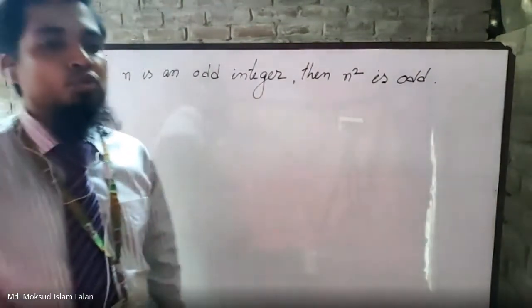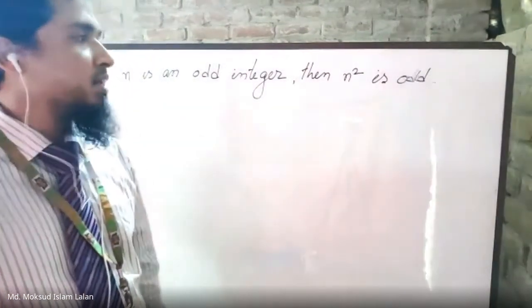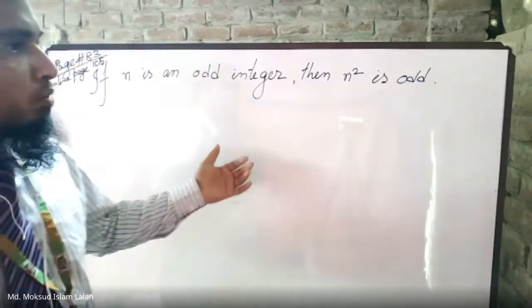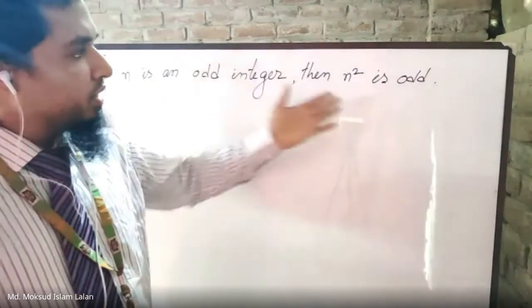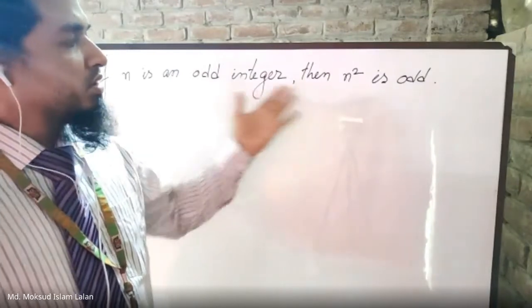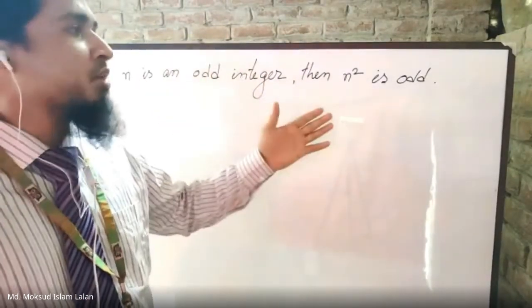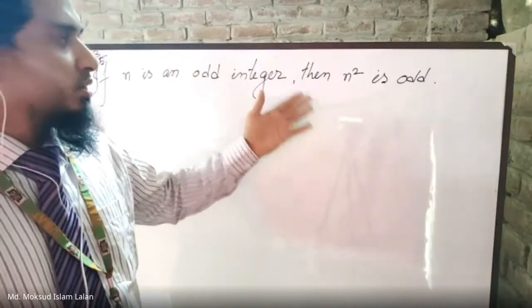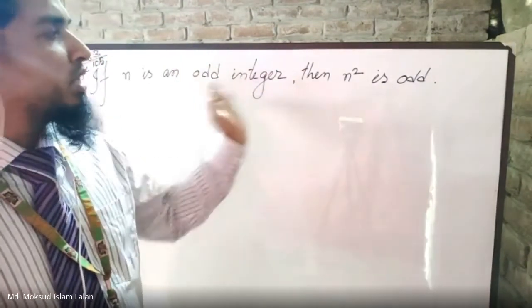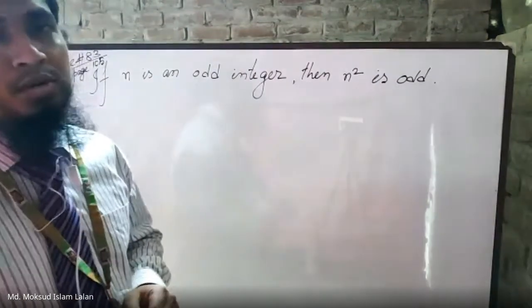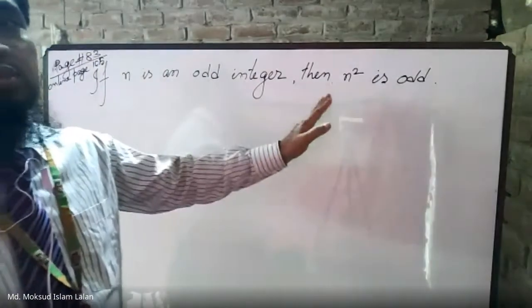There are the method of contradiction or contraposition. There are so many ways you can prove it. By the method of contradiction you can prove it. By the method of contraposition you can prove it, right? So how can you prove it? That is, if n is an odd integer, then n square is odd. Do you understand the question?